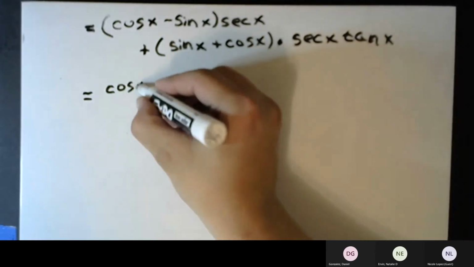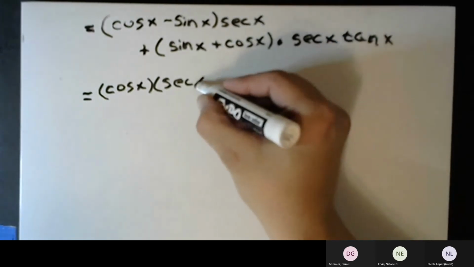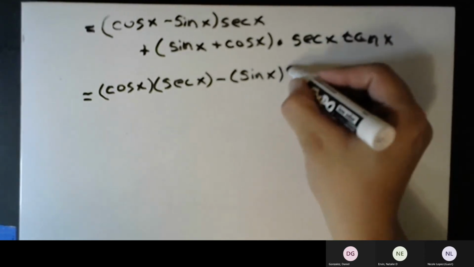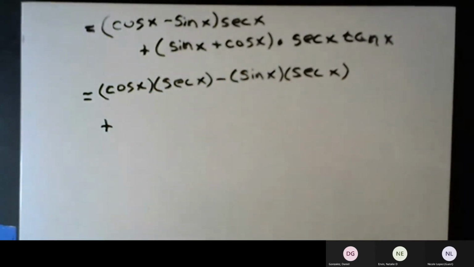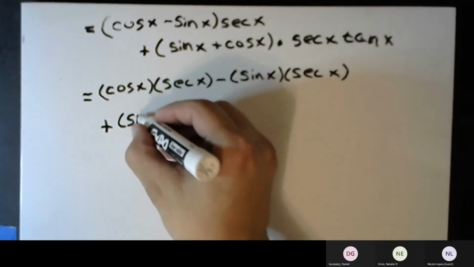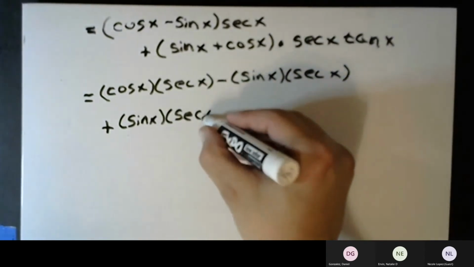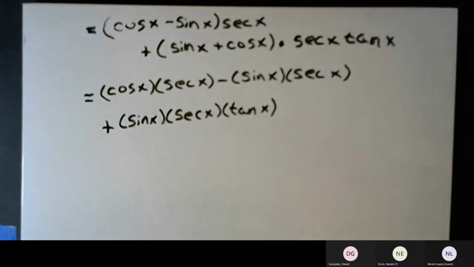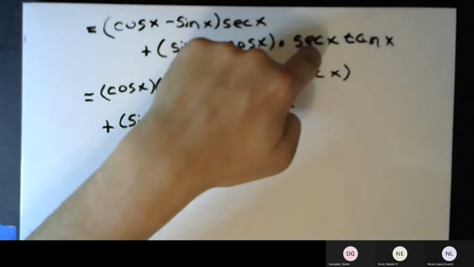We'll get cosine x secant x minus sine x secant x plus sine secant tangent minus cosine secant tangent.